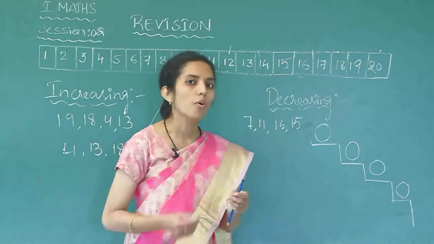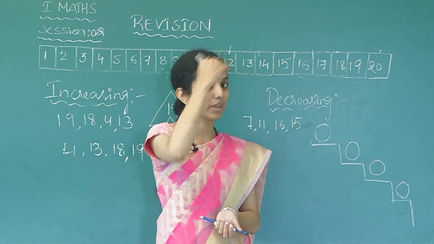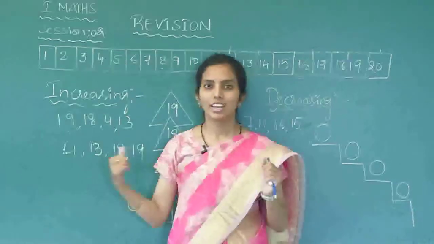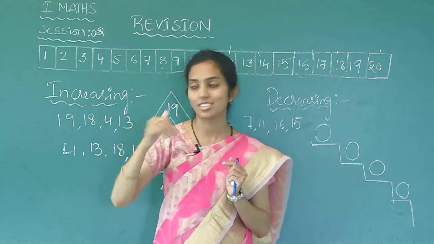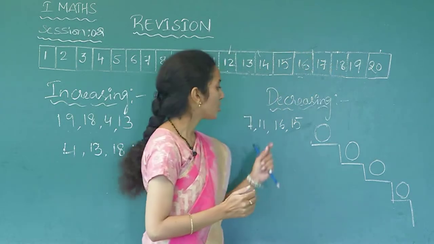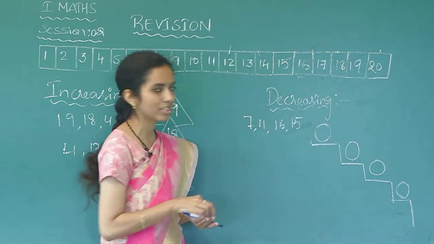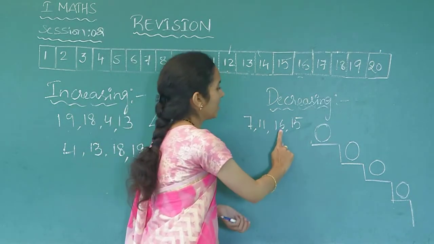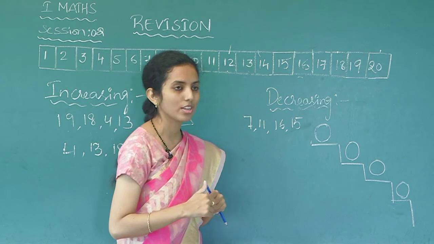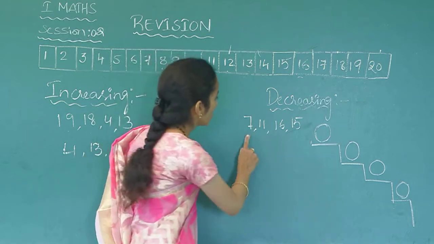Now decreasing order. What is decreasing order? Writing the numbers from highest to lowest, that is biggest to smallest, is decreasing order. Just reverse to this. Here we wrote smallest to biggest, that is increasing order, and decreasing order is biggest to smallest. So with the example, we will write in these circles. What are the numbers given here? 7, 11, 16 and 15. How we have to write? From biggest to smallest. So what we have to identify first? Which number is the biggest?